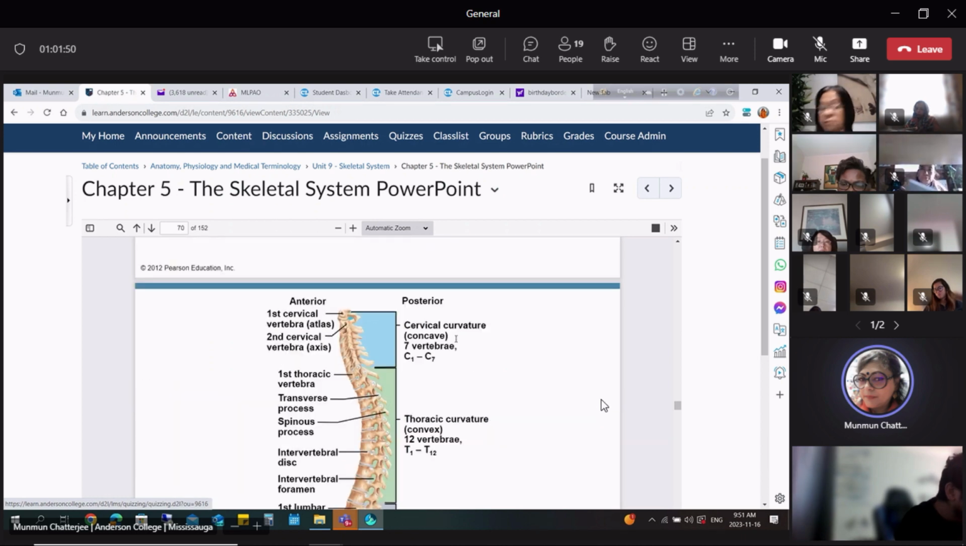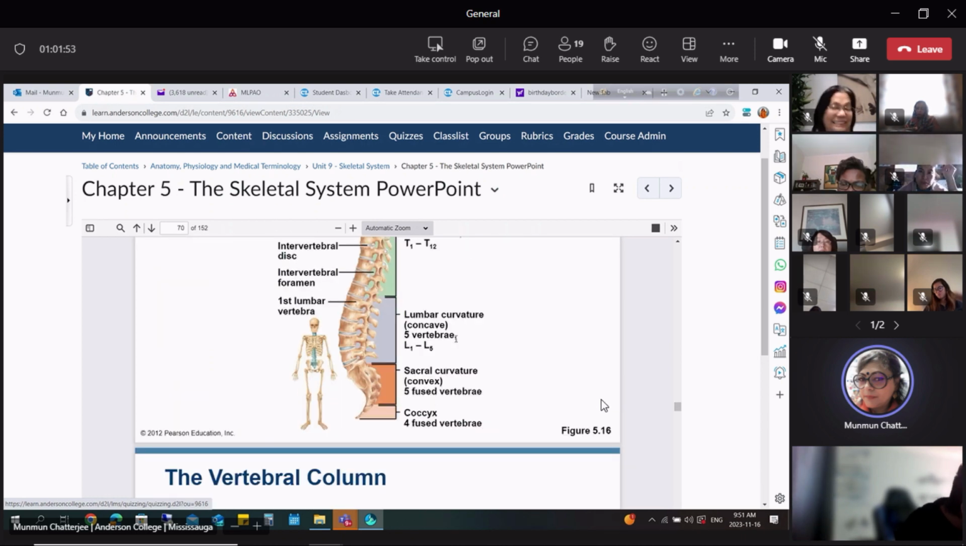Oh no, it's too much to remember. Yes. And what is the intervertebral disc? That is what separates the vertebrae from each other.